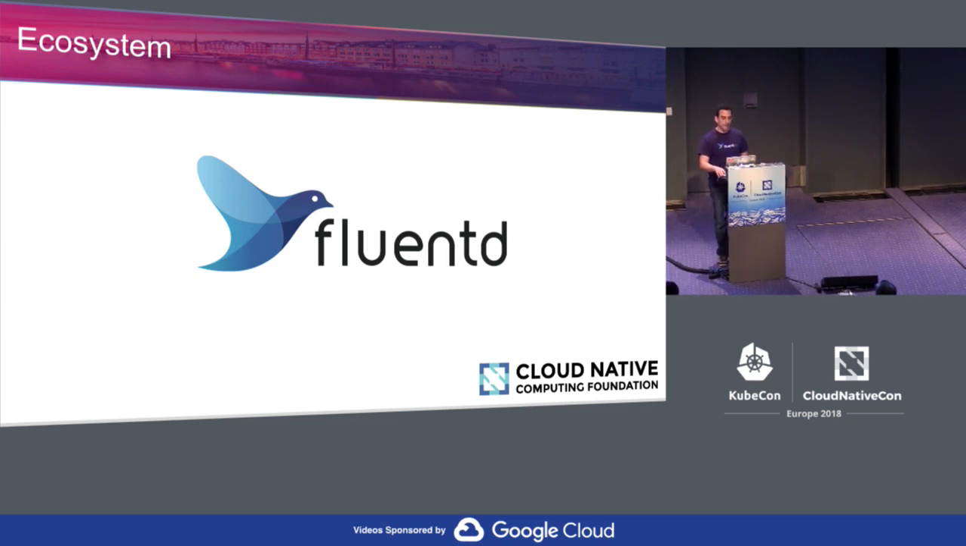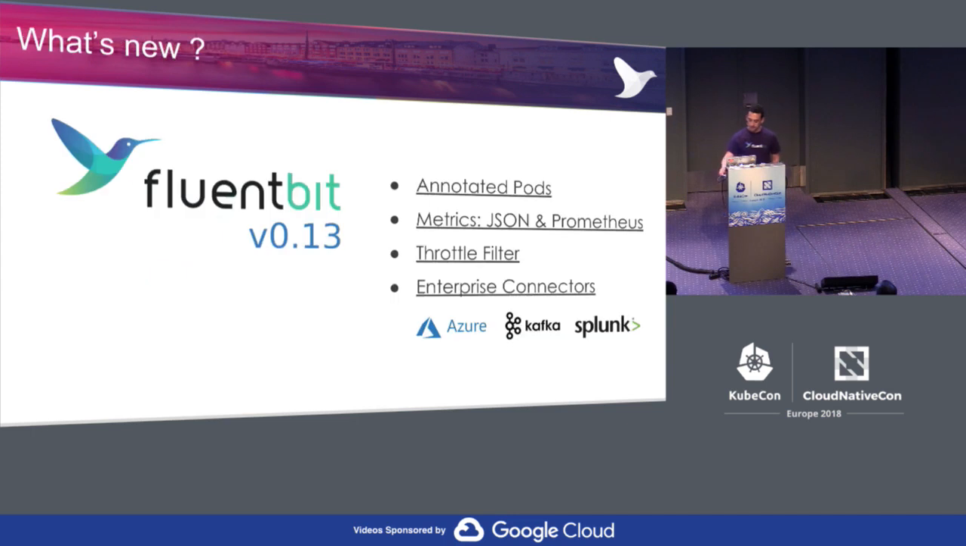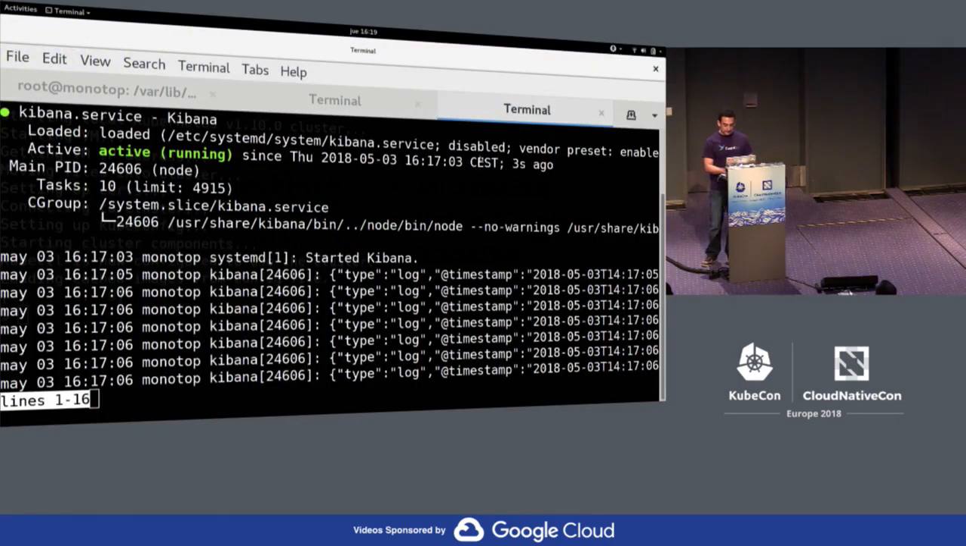But in order to make things better, because sometimes people complain that Fluentd can use too much memory in some scenarios, we started creating an alternative solution, which is called Fluent Bit. And Fluent Bit is like a C language version of Fluentd, but with a strong focus on Kubernetes and Docker containers. And Fluent Bit 0.13 was released just this week. And one of the features is annotated pods. I don't know if you remember when you look at the Elasticsearch stuff.